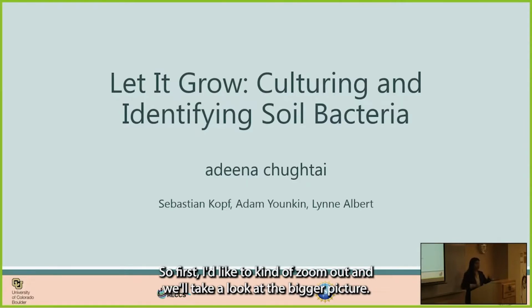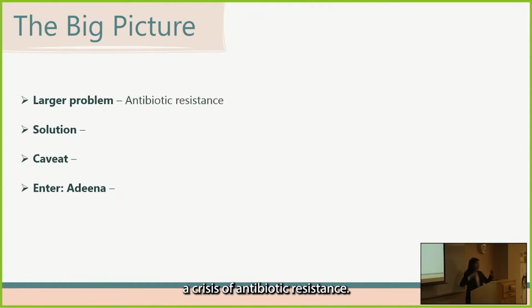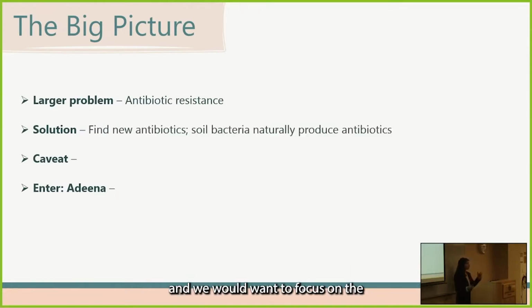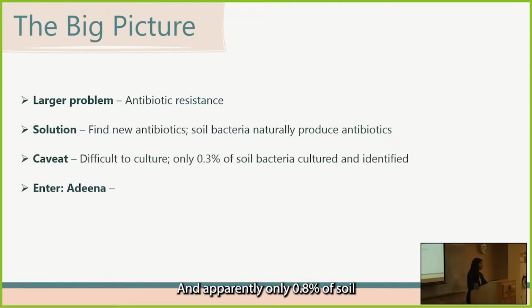So first I'd like to zoom out and take a look at the bigger picture. Just to put my research this summer into context, the larger problem at hand is that we are facing a global crisis of antibiotic resistance. The solution would be to find more antibiotics, and we would want to focus on the bacteria in soil because they naturally produce antibiotics. The caveat, though, is that soil bacteria is really hard to culture. They're really picky, and currently only 0.3% of soil bacteria have been cultured and identified in the lab.